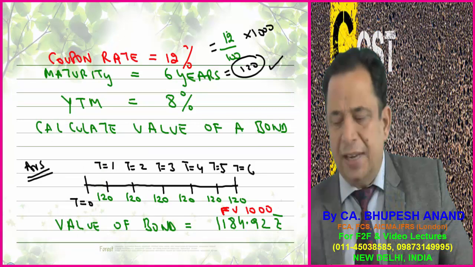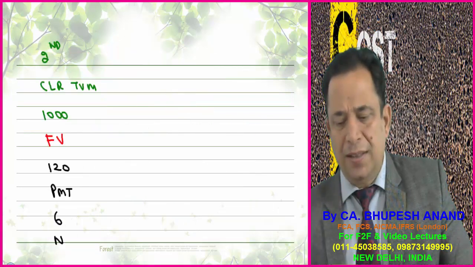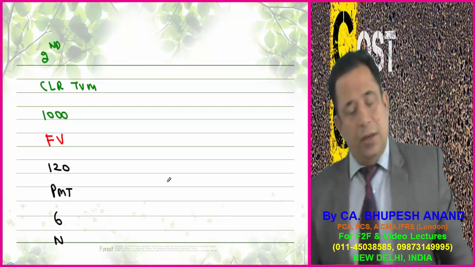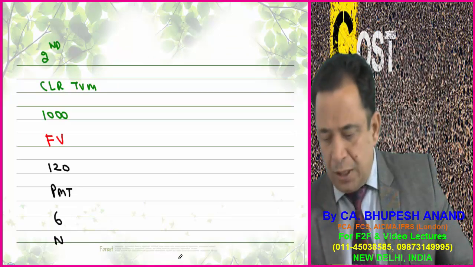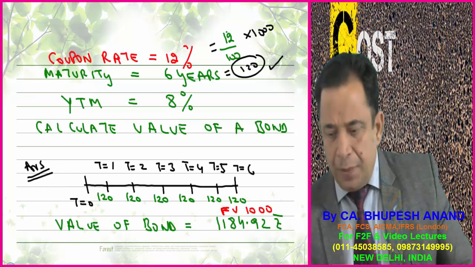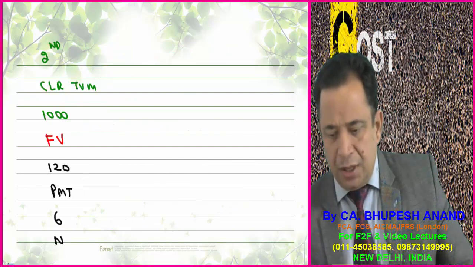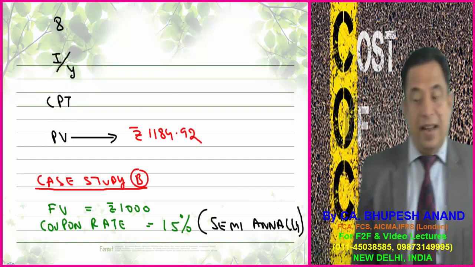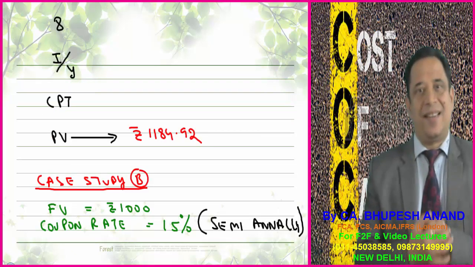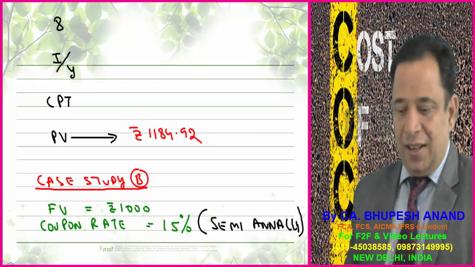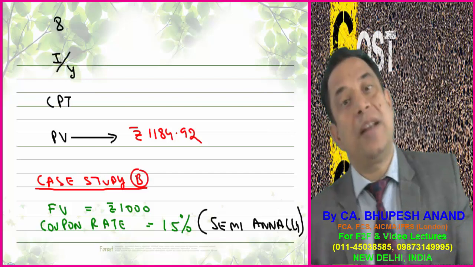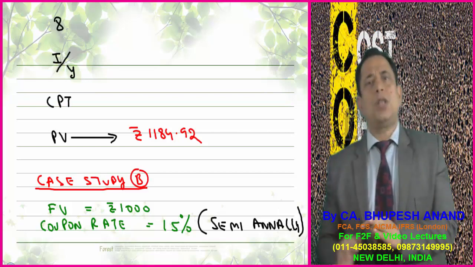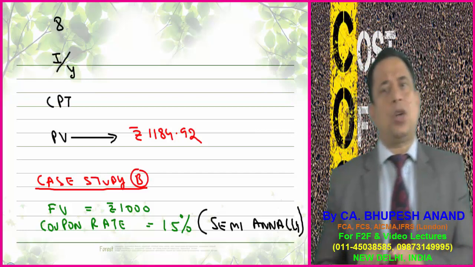Now 1184.92, I have told you. Now please, these steps again I have written. Second, clear TVM. 1000 face value, 120 as PMT, then 6 as N, 8 as IY. I have written 8 as IY because YTM is 8%. Compute present value, that comes to 1184.92. The most important point I want to tell you is cost of debt is not the coupon rate. Cost of debt is YTM.